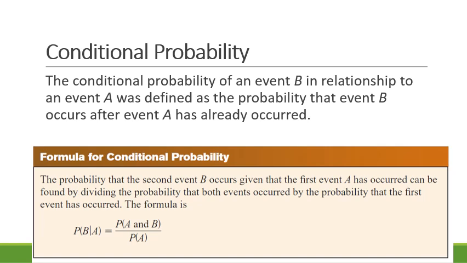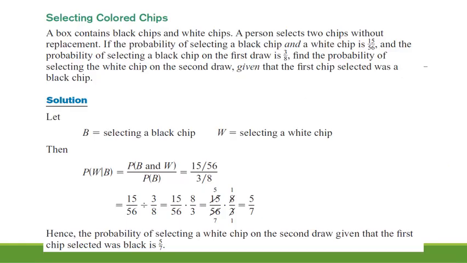So, conditional probability. We have discussed the multiplication rule number 2 and now the conditional probability. The conditional probability of an event B in relationship to an event A was defined as the probability that event B occurs after event A has already occurred. So, this is the formula wherein the probability of the second event after event A was defined. That is equal to the probability of both events, A and B, all over the probability of the first event. To further understand that, here is an example.